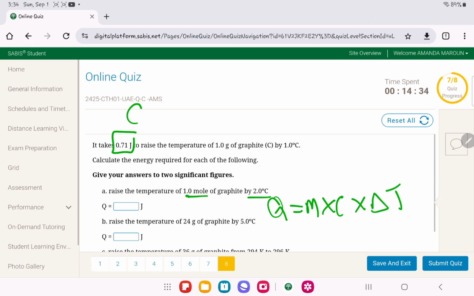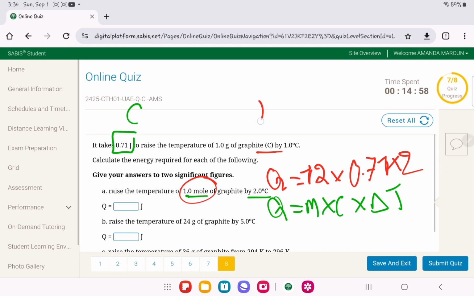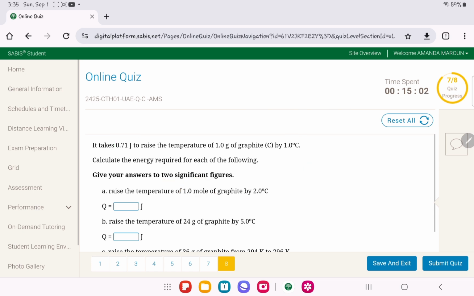What will we get? We're going to have Q is equal to the mass of 1 mole. This is of graphite, which is carbon. The mass of 1 mole of carbon is 12, okay? Multiplied by our C, which is 0.71, times 2. So 12 times 0.71 times 2, we are going to get 17.04, but they needed 2 significant figures, so only 17.